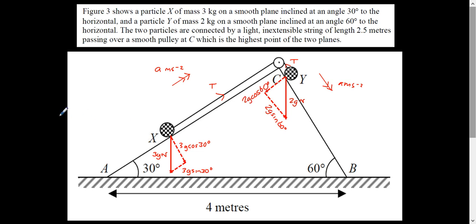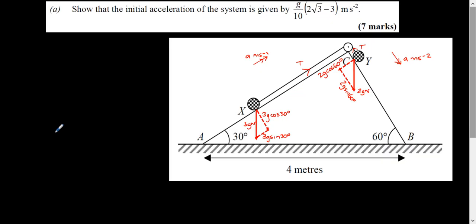So there is our completely labeled diagram. Okay, we've got all of our forces that are going to be relevant to us. We've got everything pointing in the right direction, and we've resolved wherever things were not perpendicular or parallel to the plane. And only now can we start to get into the question. So we've been asked to show that the initial acceleration of the system is given by g over 10 times 2 root 3 minus 3 meters per second squared.